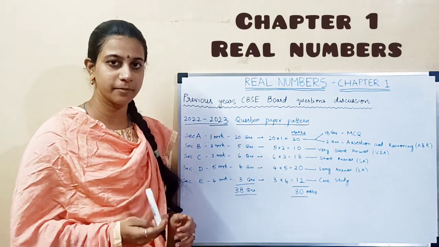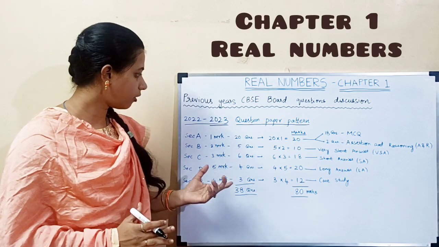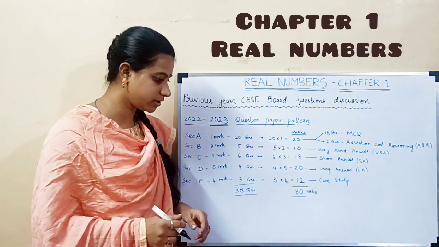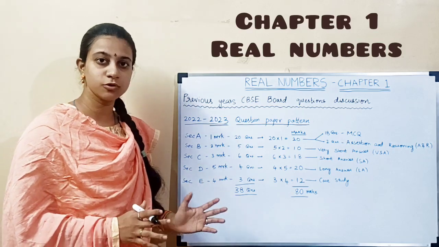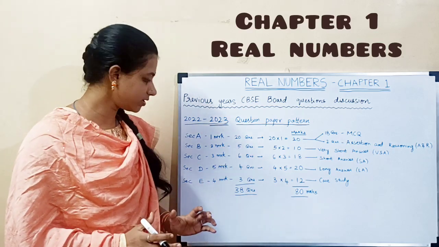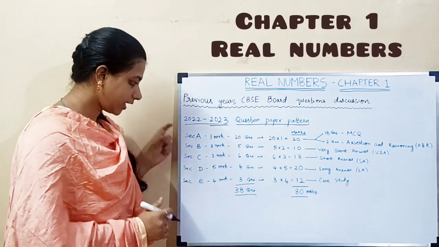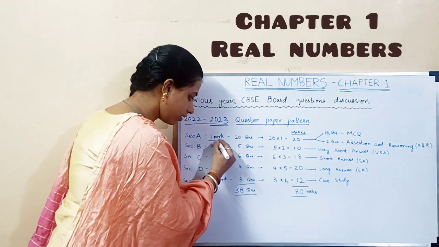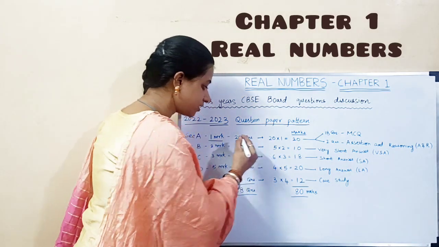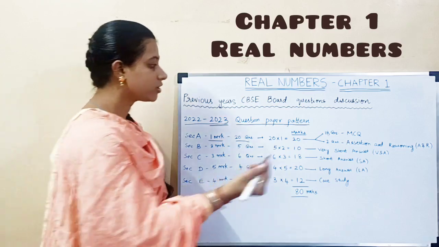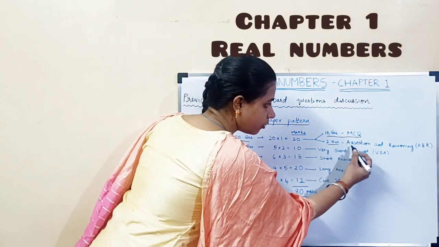Before getting into the chapter, let's first get aware of the question paper pattern of 2023 March, which is the latest paper. The question paper consists of 38 questions, divided into 5 sections. Section A consists of 1 mark questions, totally 20 questions, of which 18 are MCQ and 2 are assertion and reason.